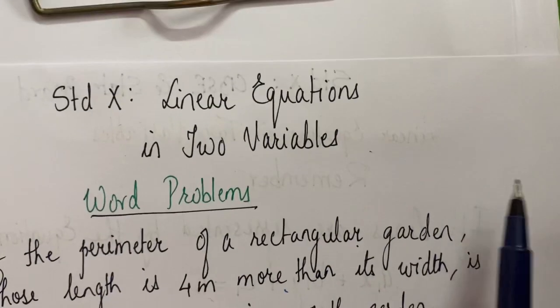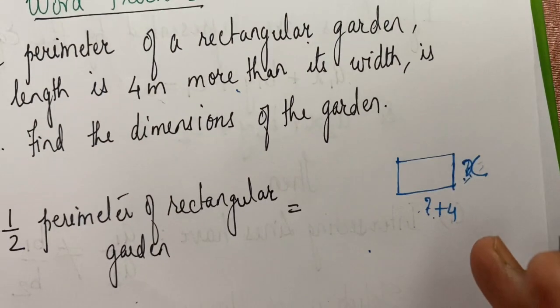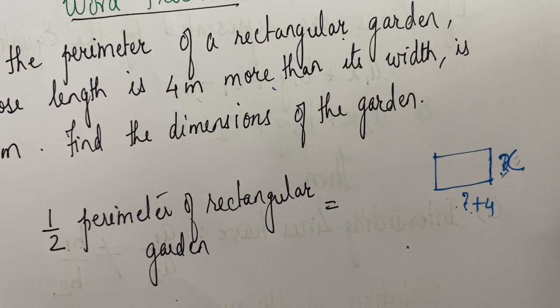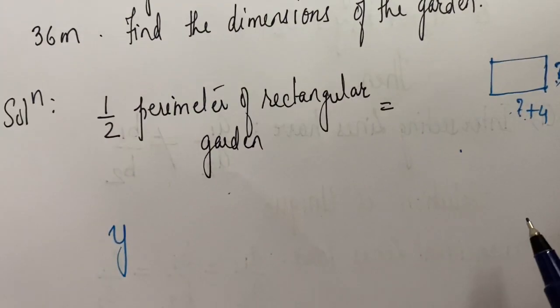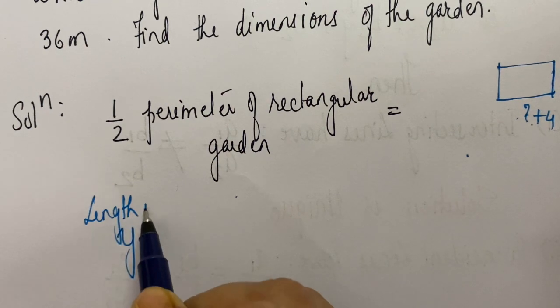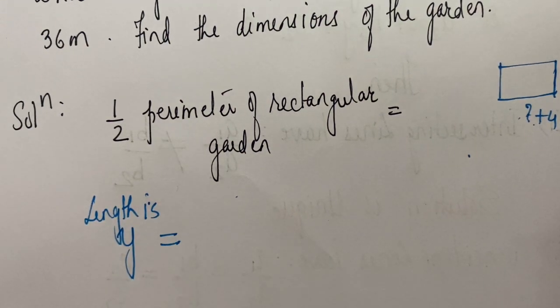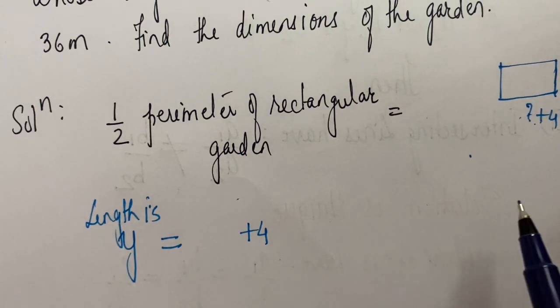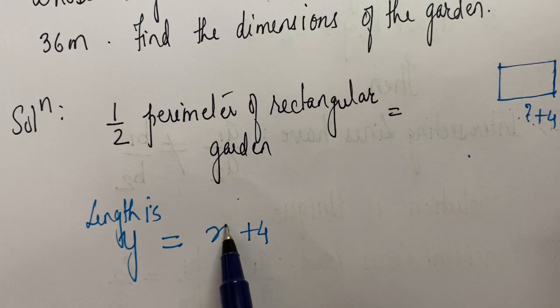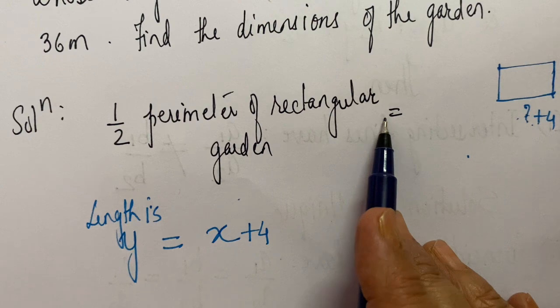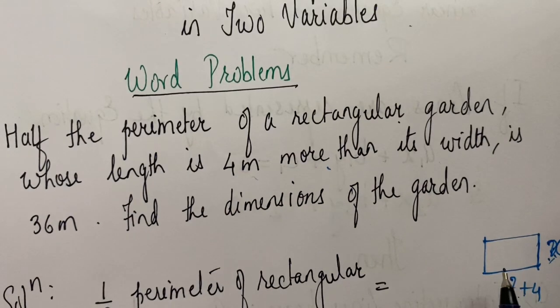Our lesson is based on linear equation in two variables. So this will be our second part, I am assuming the length to be y. The length is 4 more, plus 4, than its breadth, that is x. So this is one of your equations. This will be our first equation. Let us continue with the sum again.